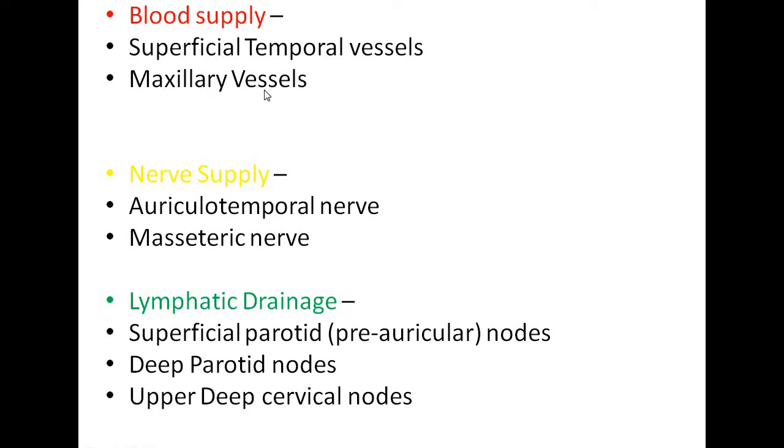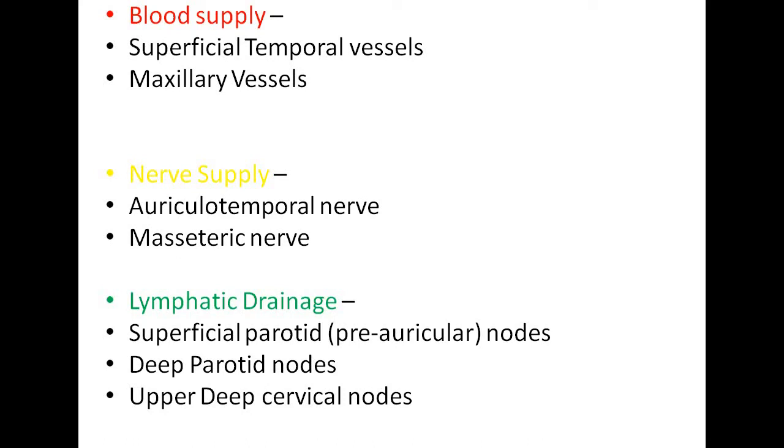So the arteries are the terminal branches of the external carotid artery, and the superficial temporal vein and the maxillary vein unite to form the retromandibular vein. These vessels enter the joint cavity at its posterior aspect. The nerve supply of this temporomandibular joint is by two nerves: the auriculotemporal nerve and the masseter nerve. The auriculotemporal nerve's articular twigs enter the joint from its posterior aspect, whereas the masseter nerve's articular twigs enter the joint from its anterior aspect.